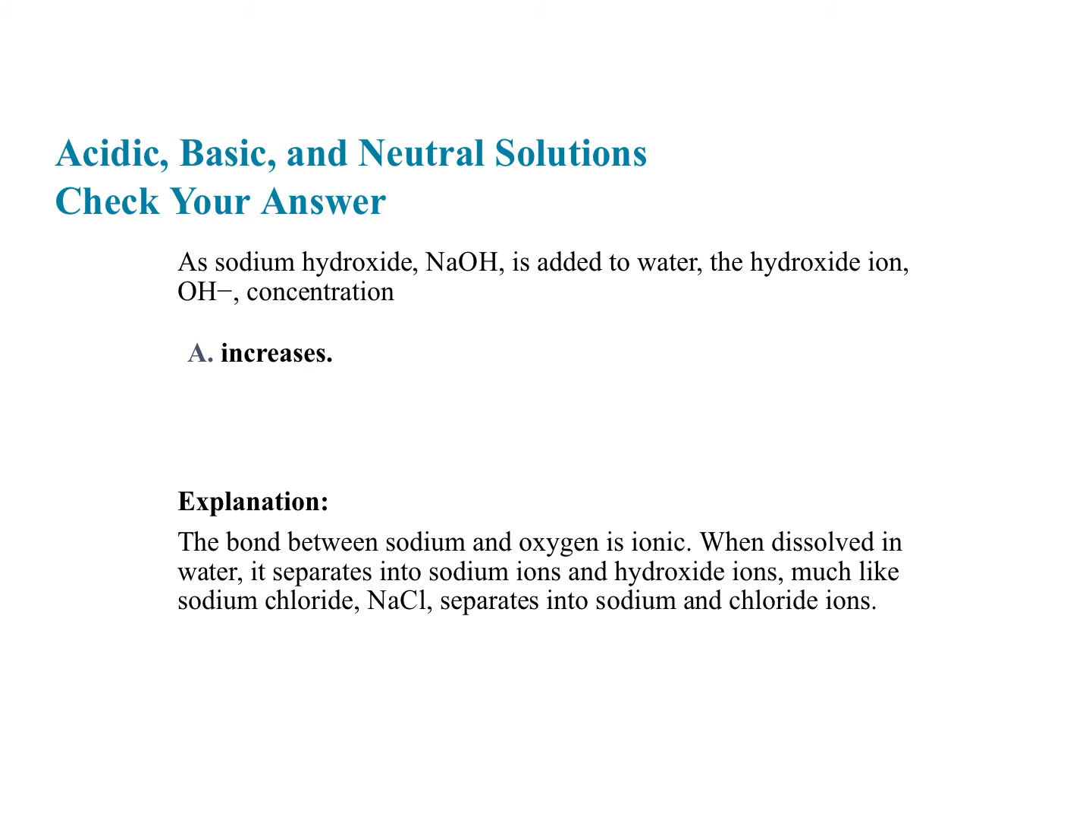Now, here's the explanation. The bond between the sodium and oxygen atoms is an ionic bond, and so when it dissolves in water, it separates into sodium ions and hydroxide ions, much like sodium chloride separates into sodium ions and chloride ions. So the NaOH is going to separate into the sodium and the hydroxide, and so the amount of hydroxide in the water is going to increase.